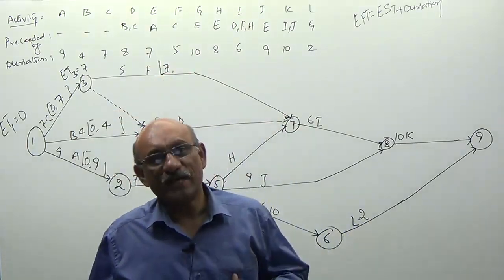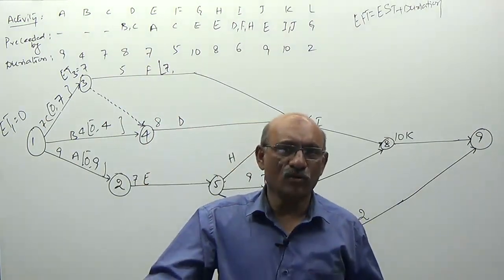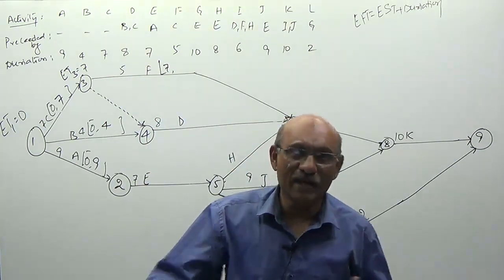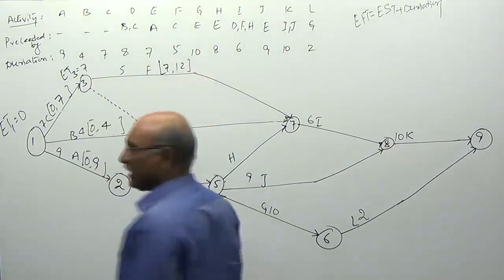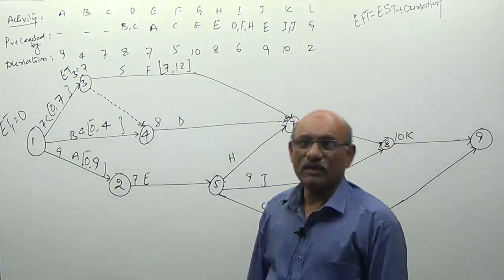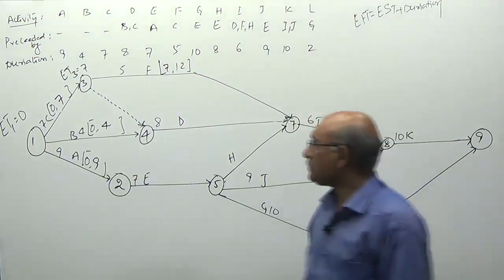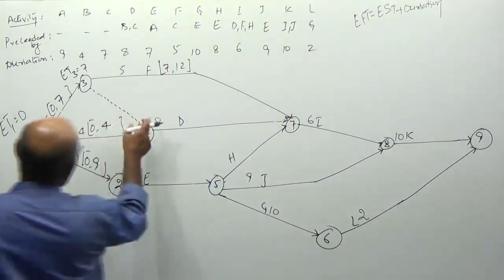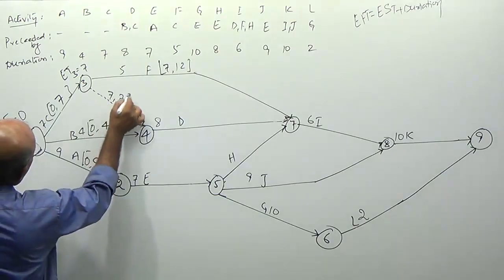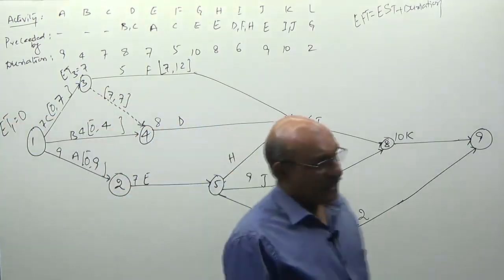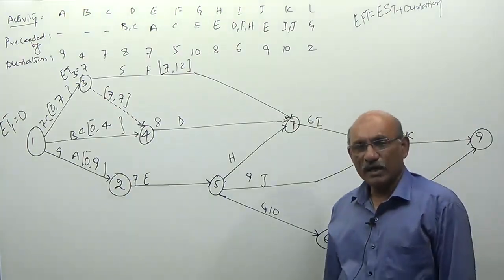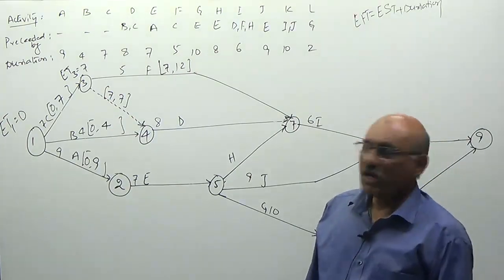To get the finishing time of this one, what I have to do? Duration should be added. So, 7 plus 5, 12. 7th day I am starting this, and at 12th day I am completing this. It is a dummy activity, sir. On a dummy activity, earliest starting time and earliest finishing time both are same.